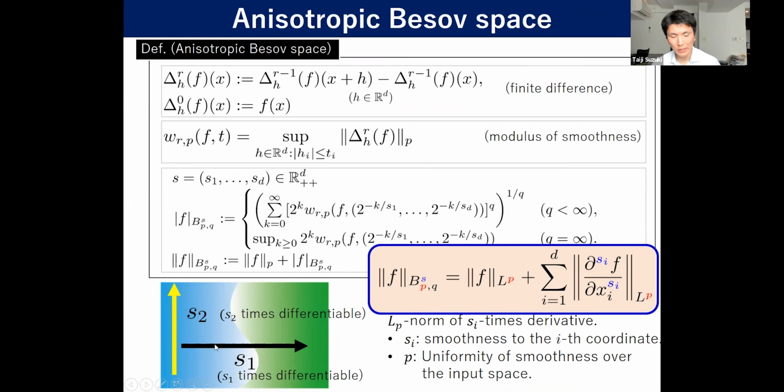s_i represents the smoothness in the i-th coordinate. For example, s_1 represents the smoothness in the first coordinate, and it is s_2 times differentiable in the second coordinate. So then we can define the smoothness depending on the directions. And the p also works. The p plays the same role as in the previous slide. So p controls the uniformity of the smoothness.